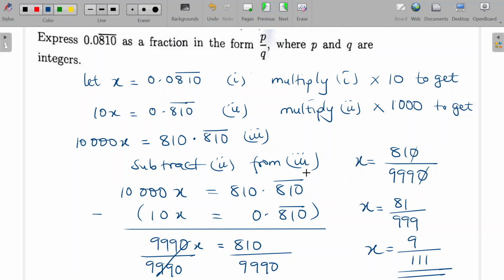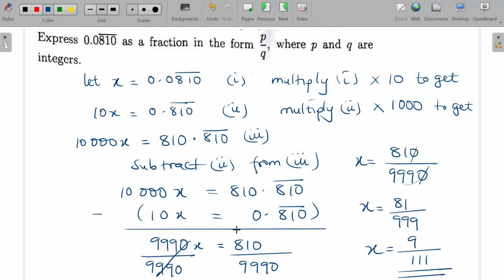What if you left it at 81 over 999? Can they mark it? Yes, they can mark. That's actually the number, but they just want you to reduce it. So maybe you can lose a mark, because when they mark mathematics, they mark in portions. When you reach here, there's a mark; when you reach somewhere here, there's a mark. Most of the time when you reach somewhere here, you've almost solved it, because even this is an integer, so even if you leave it like that, it will still be correct.